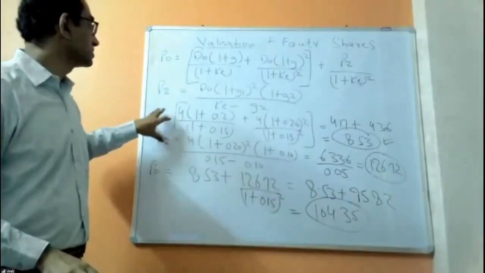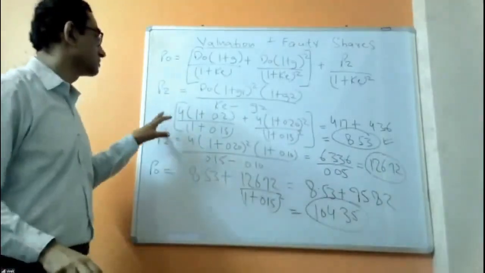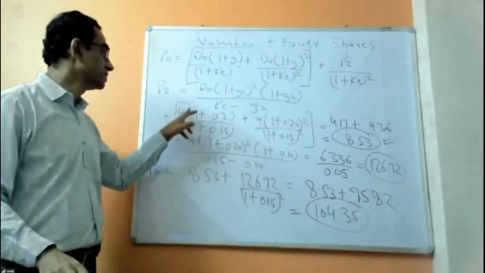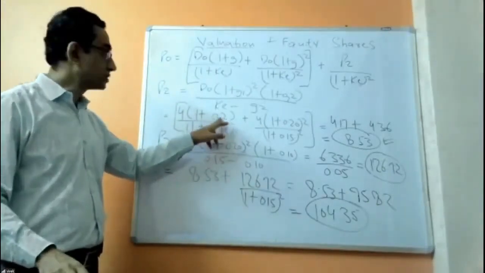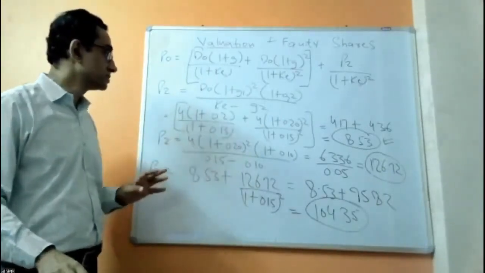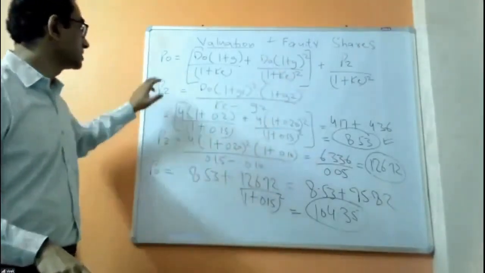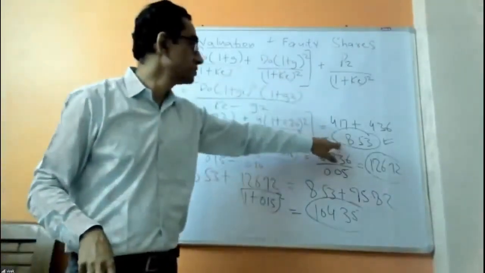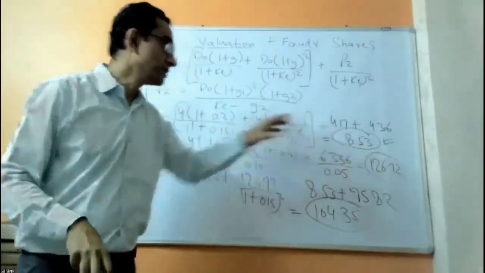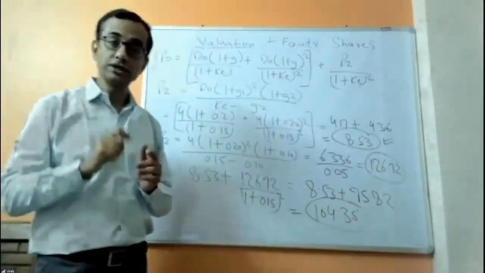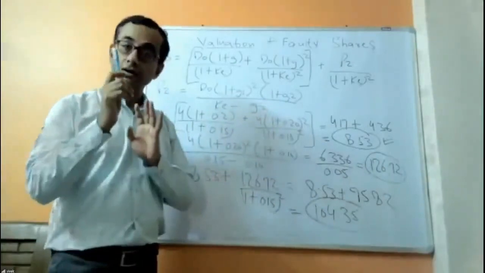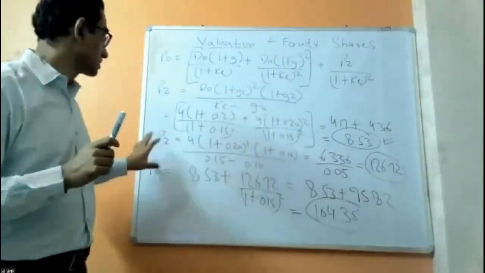So the bracketed portion is calculated by this formula: the current dividend is 4, and this is the extraordinary or super growth rate of 20%. For the second year also we calculated by this method. On the basis of this bracketed portion, the answer is coming to 8.53. 8.53 is actually the present value at the 20% growth rate, the super growth rate.